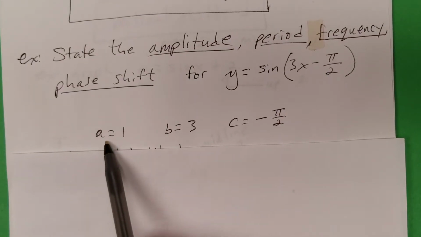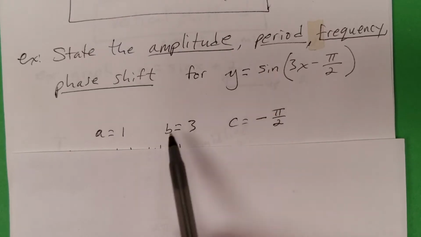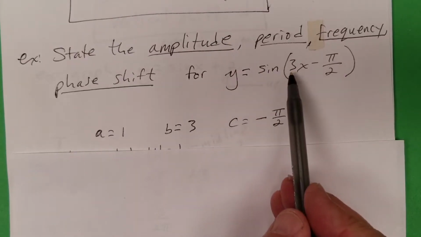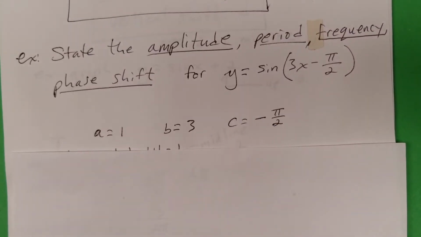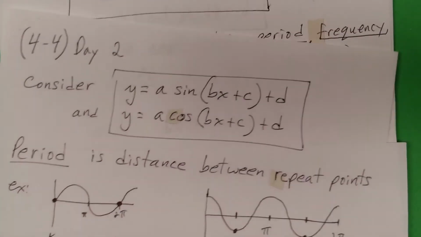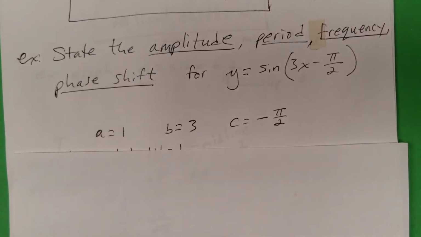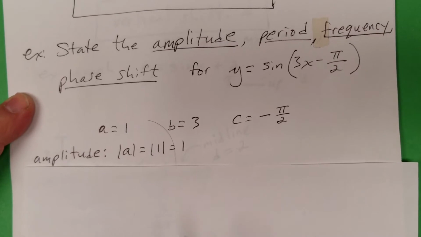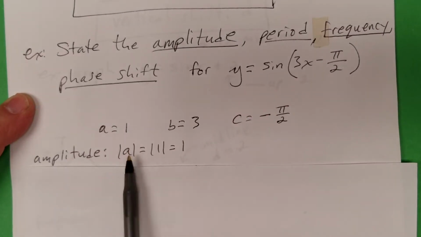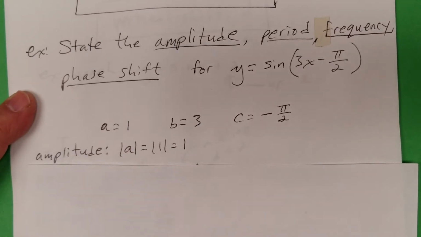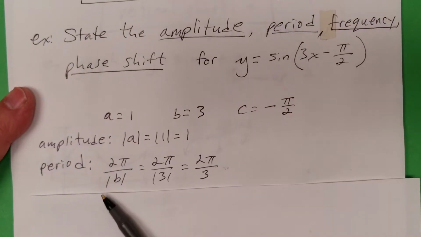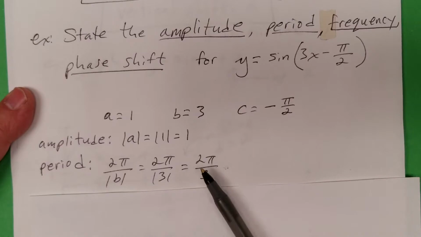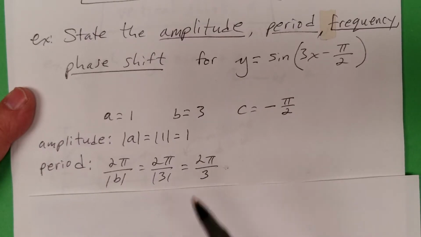Notice my A number is 1, my B number is 3, and my C number is negative pi over 2. Right? I'm going off of the very beginning. I'm going off of these positions here. Right? We didn't get to D yet. So, my amplitude, right, if it had a negative, you would drop it. My amplitude is 1. Right? My period was 2 pi over the B number. So it's 2 pi over 3.